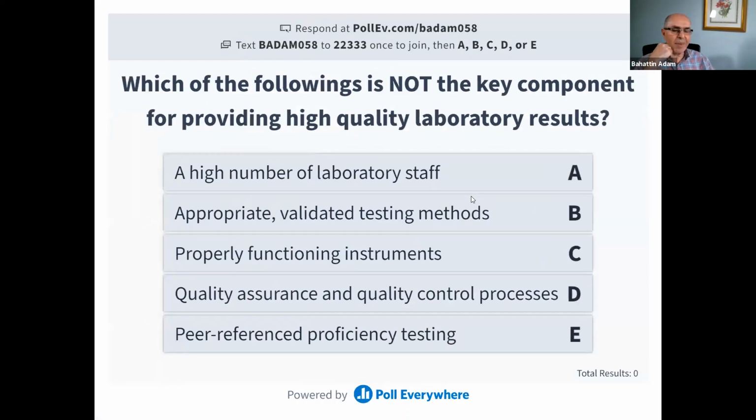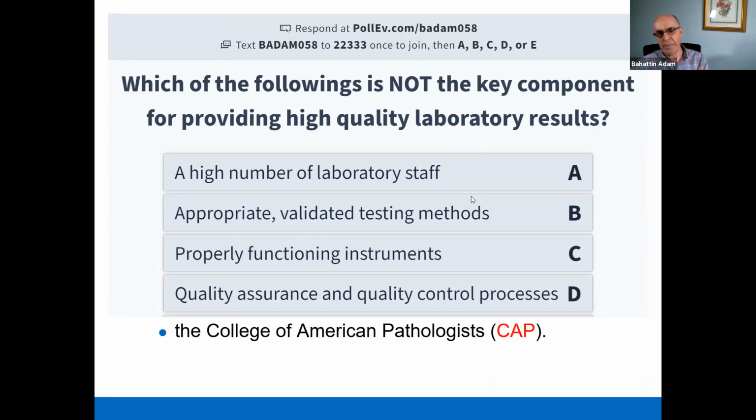Now, the first question of this lecture, as you see here: which of the following is not a key component for providing high quality laboratory tests? To provide a high quality test result, you have to have such key components, but one of them is not a key component. Please go ahead and send your answer to this question.